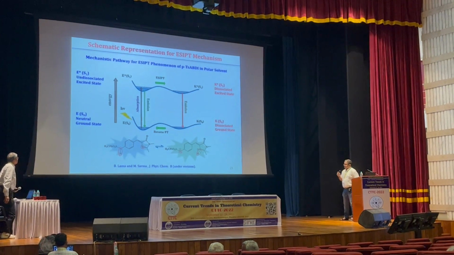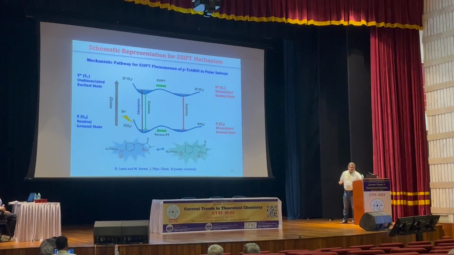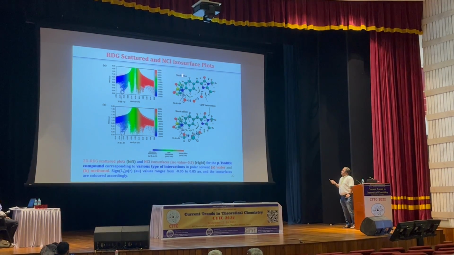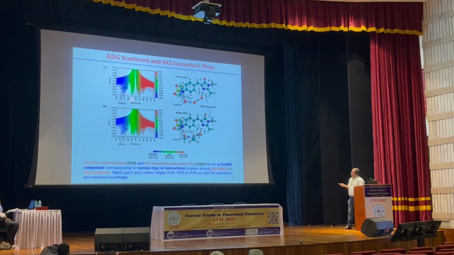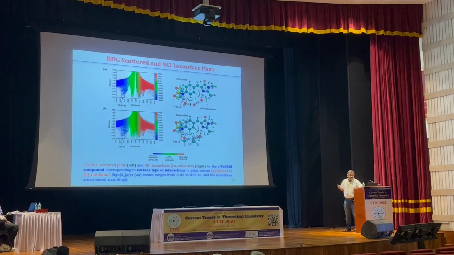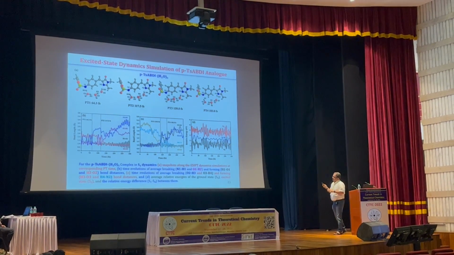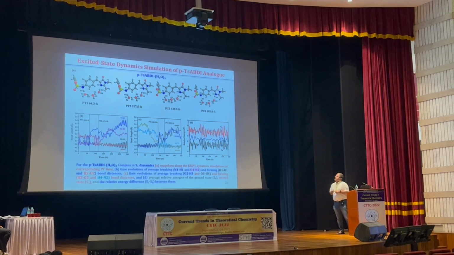So I'll finish. This is the RDG scatter plot and NCI isosurface plots, which show that hydrogen bonding is involved. Due to the paucity of time, I will not go into it. I will focus on the main thing, the excited state dynamics simulation.